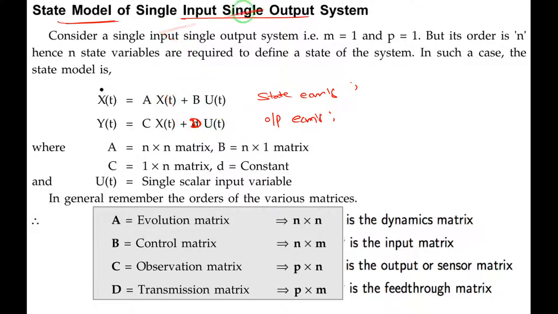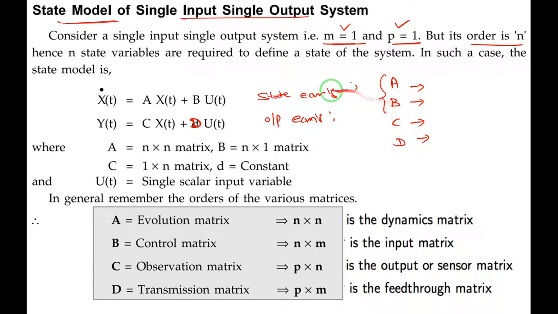Single input and single output. So m is 1 because single input, p is 1 because single output, right? What is the order? It depends on the number of state variables. So if n is the order, it means n number of state variables are there. In such a case, this is the state equation how I have written. Then what about the matrix? So let me write the order of the matrix for A, B, C, D. I will tell you how to write.